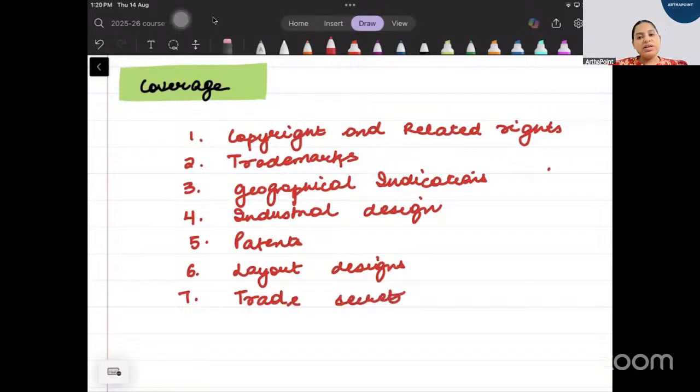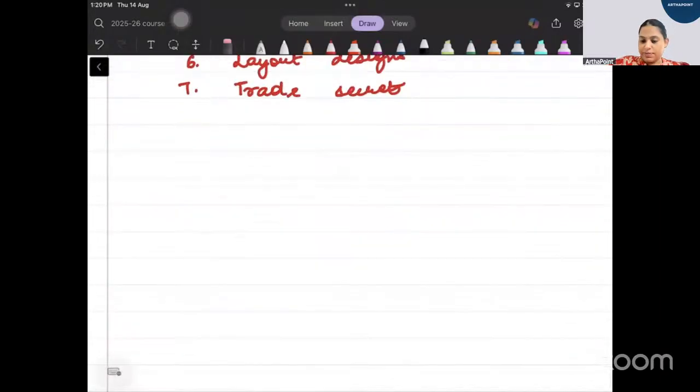So all these are covered under TRIPS. TRIPS is giving you minimum standard of protection for all these seven categories. But now we want to understand how this links to India. To link it, I want to teach another thing, which is the principles of TRIPS.